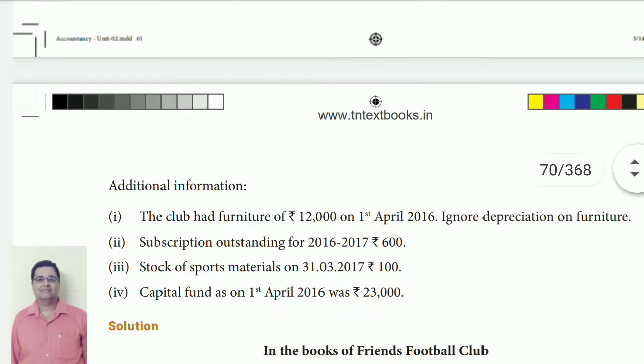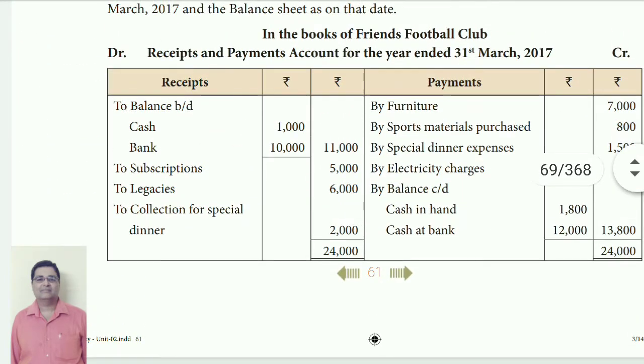Now come to the receipts and payments in the question. Now see the question. This opening cash and bank we should not write, because we are preparing the income and expenditure account and balance sheet. So opening cash and bank we must not write in the income and expenditure account. Next, subscription we have already done in the adjustment. Legacies. Legacies means liabilities, so we have to write them in the liabilities. See, legacies rupees 6,000.